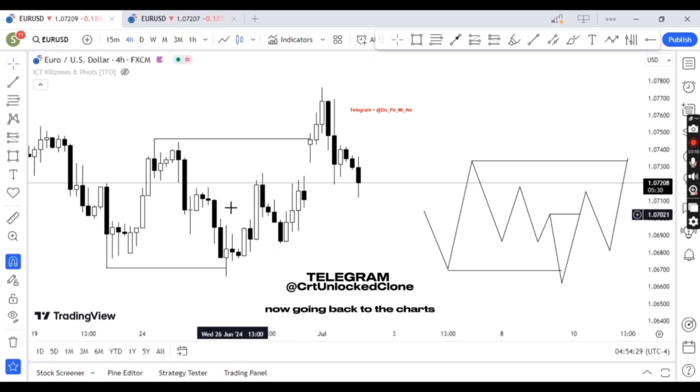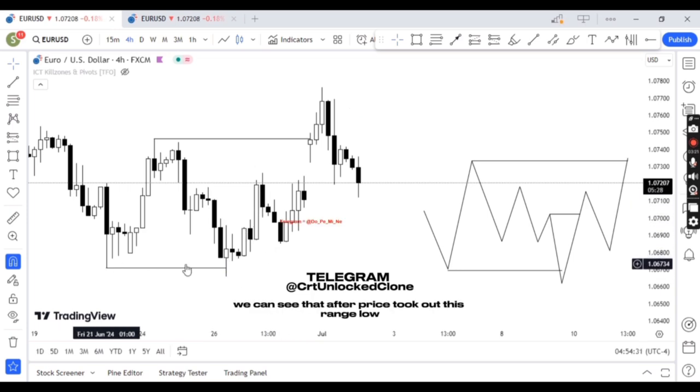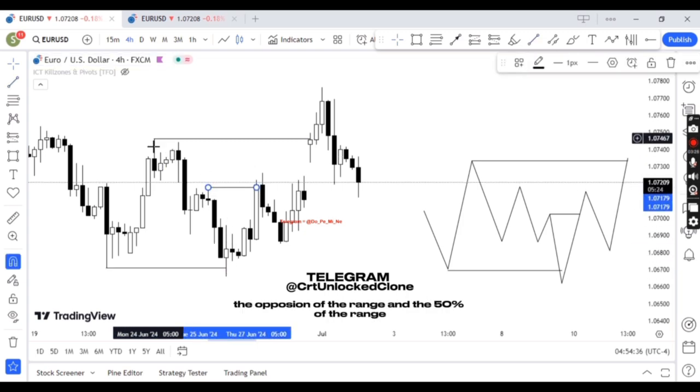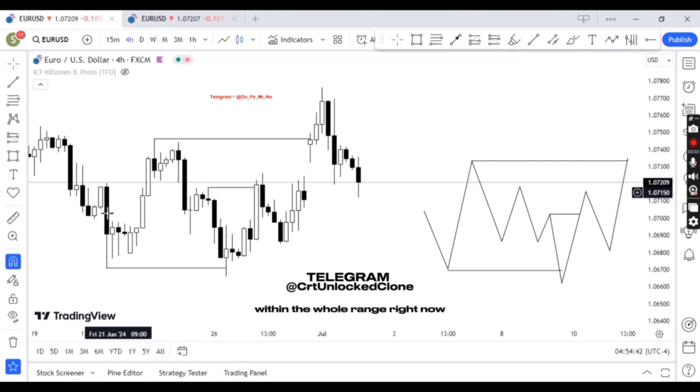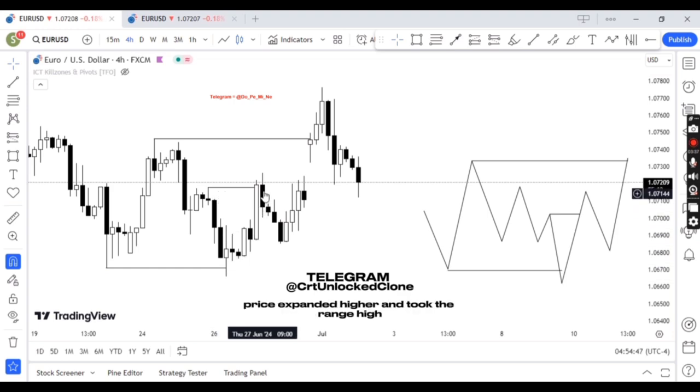Now going back to the charts, we can see that after price took out this range low, our drawn liquidity became what? It became the opposite of the range and the 50% of the range, which is this inside high right here within the whole range. Now price expanded higher and took the range high and 50% of the range.